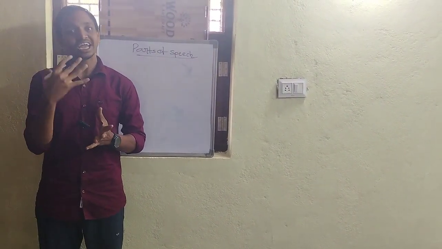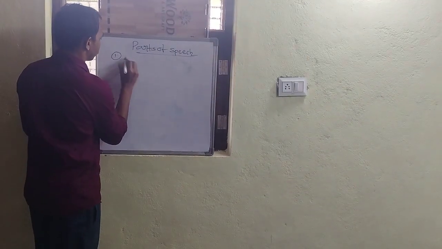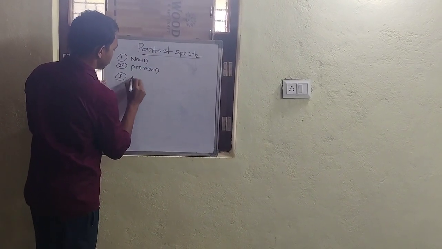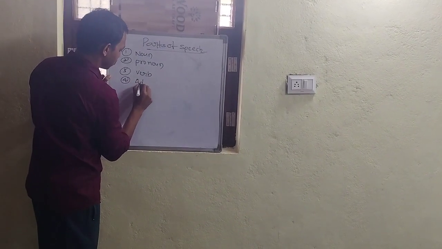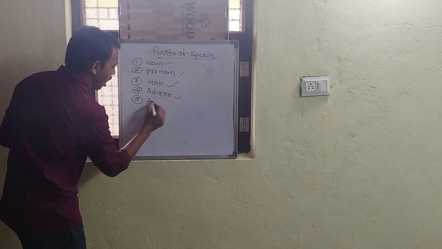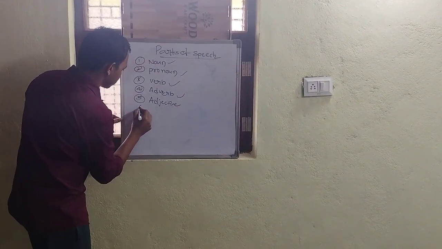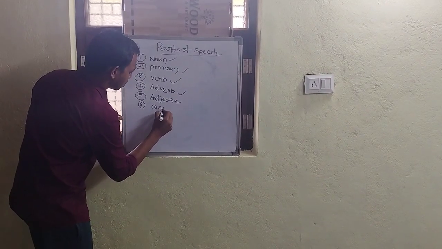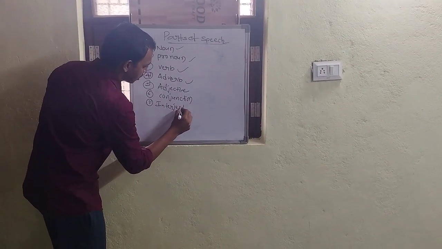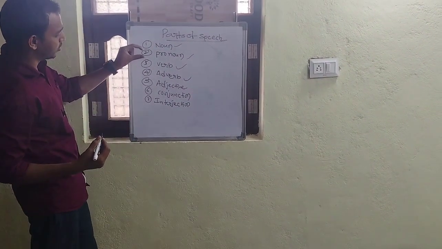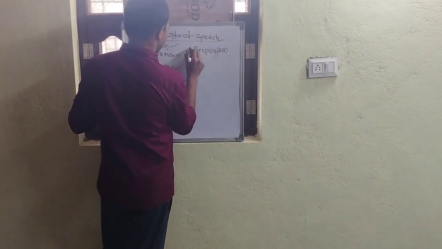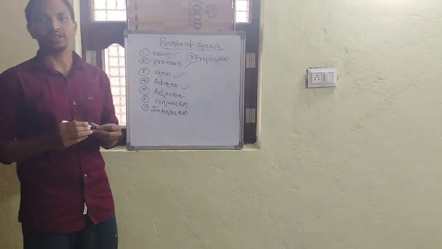In the parts of speech, we have 8 parts. The first one is noun, pronoun, verb, adverb, adjective, preposition, conjunction, interjection. So these are the 8 parts of speech.